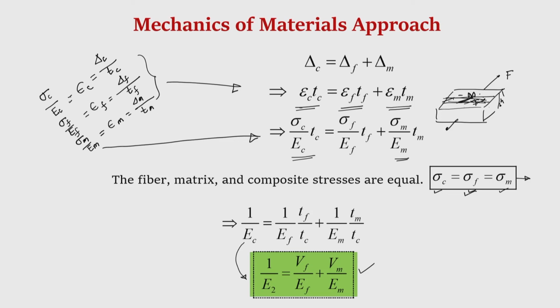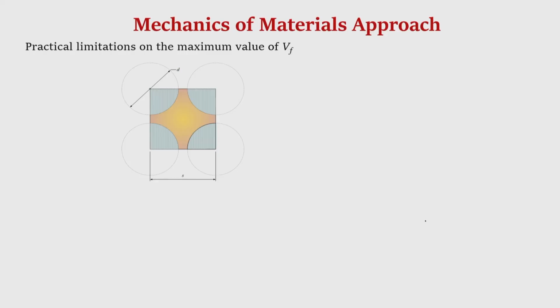So, using mechanics of material approach, we could establish the relationship where the longitudinal Young's modulus and transverse Young's modulus of the lamina could be expressed in terms of the Young's modulus of the fiber and the matrix and the relative proportions. Now, we could see that in case of longitudinal Young's modulus, as volume fraction increases, E1 increases. So, what could be the volume fraction? There is an upper bound. There are practical limitations on the maximum value of volume fraction.